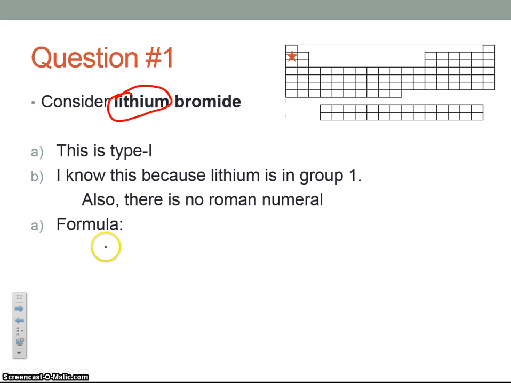And the last part says to come up with the formula. This is just what we've been doing. Lithium and bromine. What's the charge of lithium? Well, since it's type 1, I look in the periodic table. These are all plus 1s here. So lithium is plus 1. Bromine is minus 1. And I cross. My formula should be Li1 Br1. And again, you can just drop the 1s when they're alone.